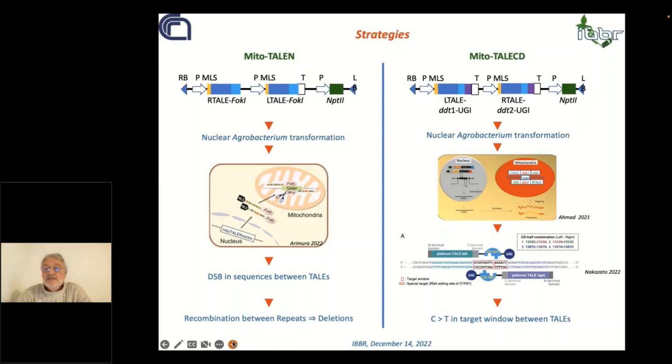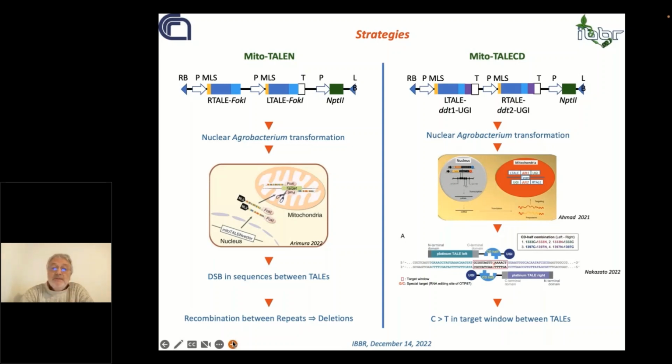a cytidine deaminase that is derived from bacteria and is able to work on double-stranded DNA is, like in the former case, transferred to the nucleus through Agrobacterium transformation, and then is localized through a mitochondrial localization signal in the mitochondria. The objective is to convert the target C into a thymine at a target site in order to induce a stop codon.